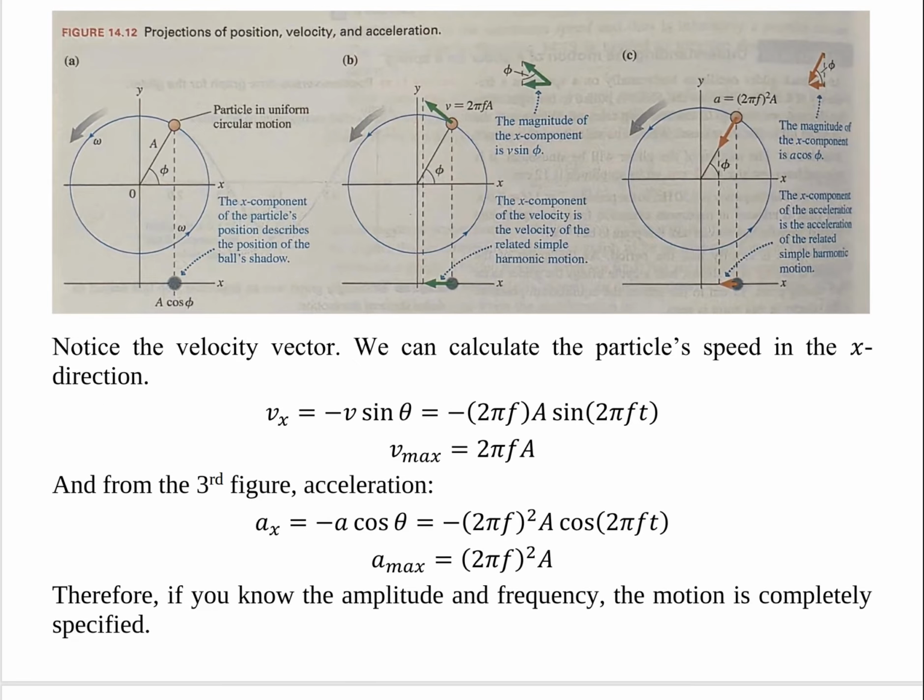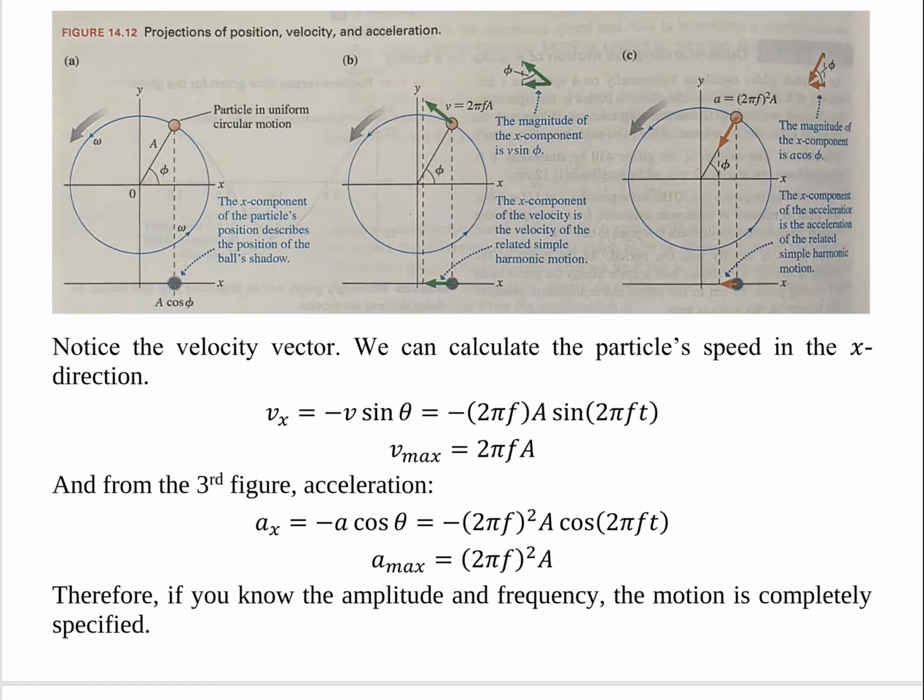So now we have a bunch of stuff on here. Let me see if I can explain this pretty well. For projections of position, velocity, and acceleration, we're talking about exactly what I was just talking about, where we have circular motion going on, and I want to look at the projection of the shadow of the ball, okay?